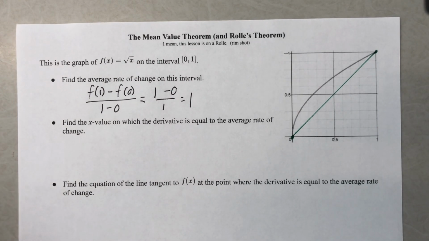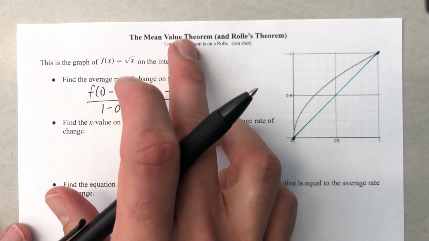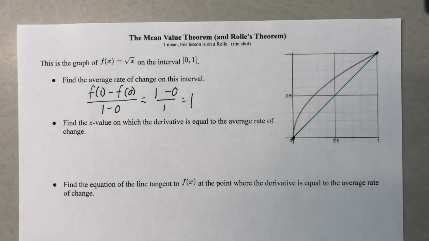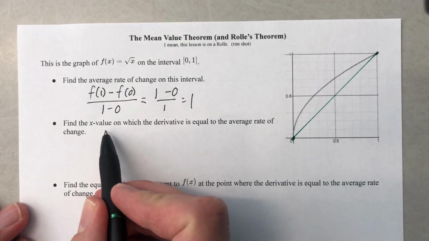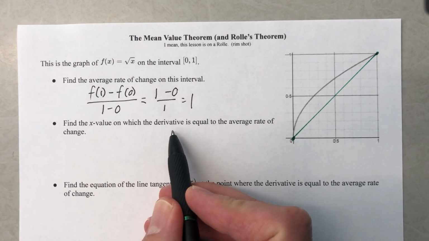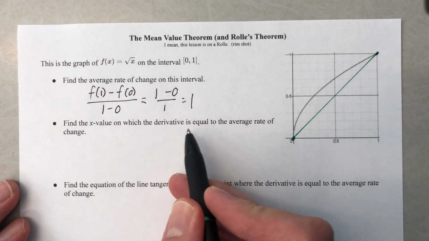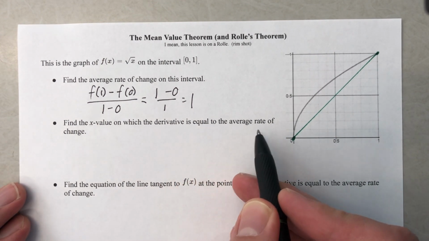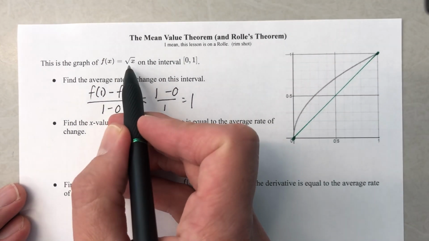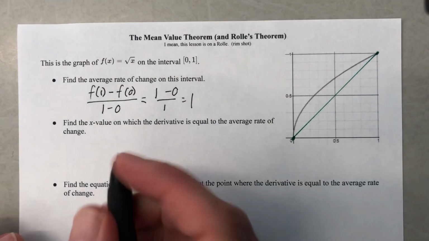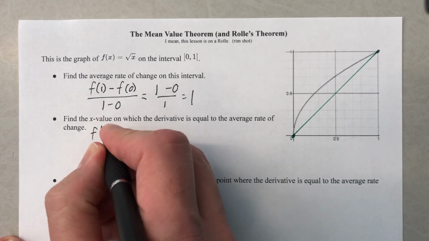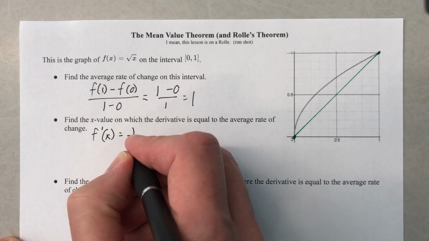Okay, now the next part is a little wordy, but that is basically the mean value theorem. Now, I'm not saying the mean value theorem is wordy, but you'll see questions that are worded this way. Find the x value on which the derivative, okay, pause. The answer is going to be an x value. We're going to need a derivative, and that derivative is equal to the average rate of change. So let's find the derivative of the square root of x, which I think we know already. So f prime of x equals 1 over 2 square root of x.